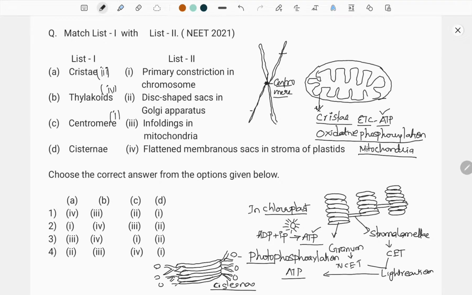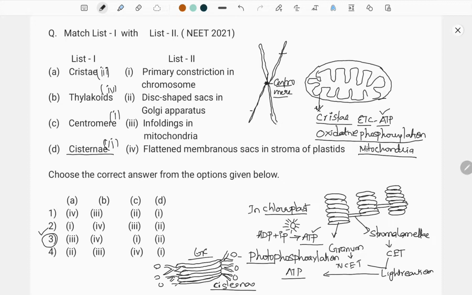They are found in the Golgi apparatus, the Golgi complex discovered by Camillo Golgi. We know so many functions of the Golgi. Golgi is a bipolar cell organelle. So these cisternae are found in the Golgi apparatus. So we can say that the answer here is 3, 4, 1, 2. So where is the 3, 4, 1, 2? This is option 3.